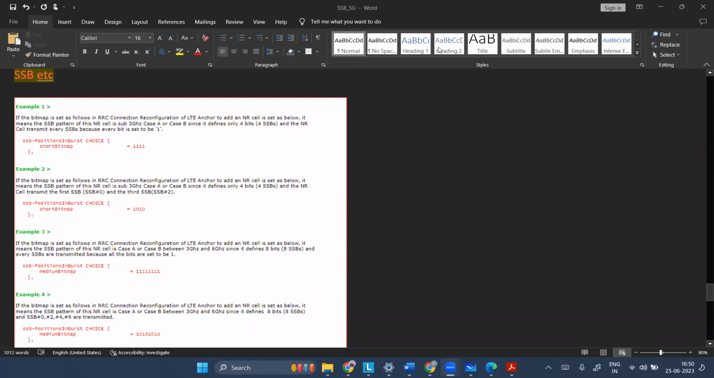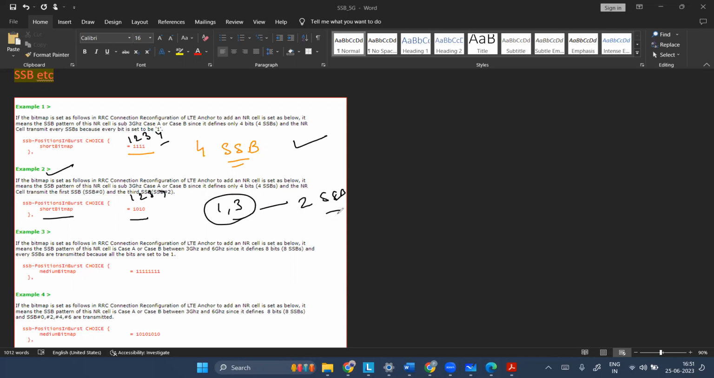So let's take an example here. The very first example is a short bitmap of 1111. It represents 4 SSBs, and all are 1, which means all are transmitted. This is 1, 2, 3, 4. In example 2, the short bitmap is 1010. So 1, 2, 3, 4: the 1st and 3rd are 1, which means these two SSBs are transmitted.